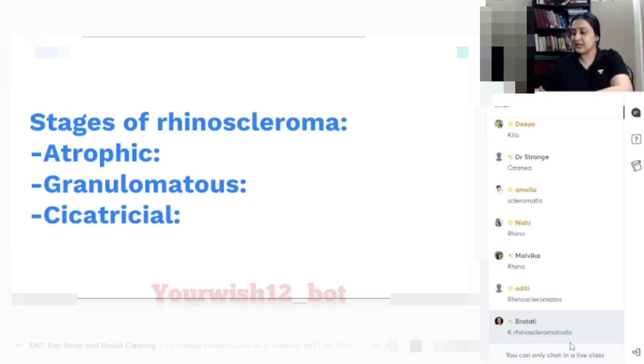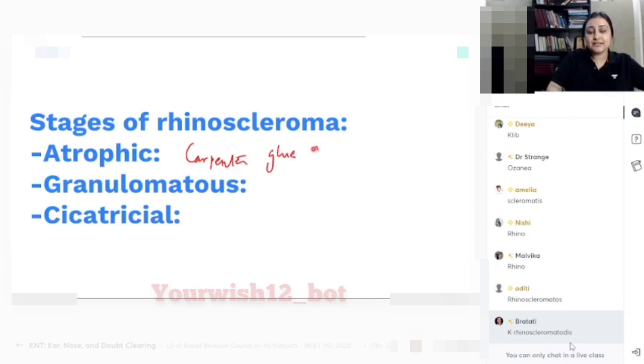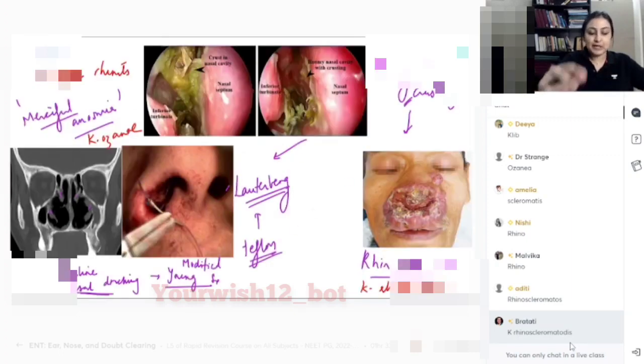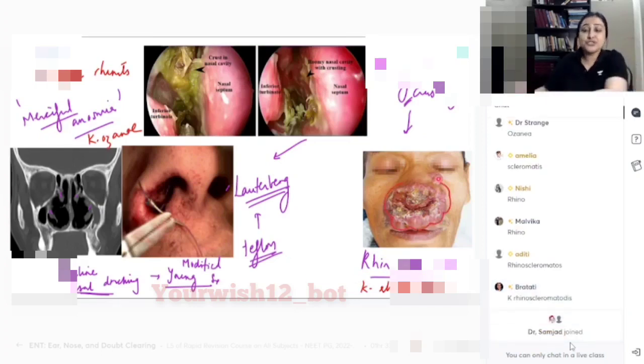So in these three stages, different things are found. In the atrophic stage we will see something called carpenter glue discharge, right. We'll see carpenter glue discharge here. What will you find in the granulomatous stage? What we are seeing here: this is a very large nose which looks like a horse or a zebra.